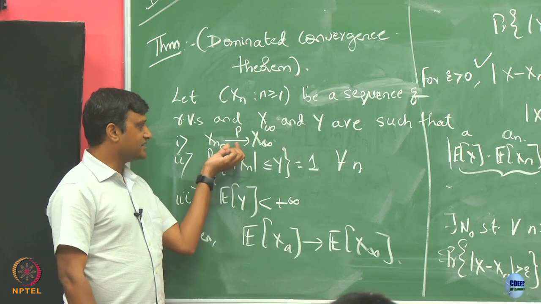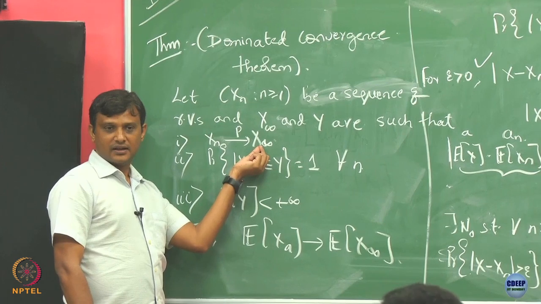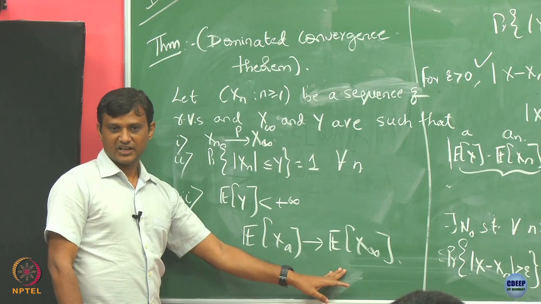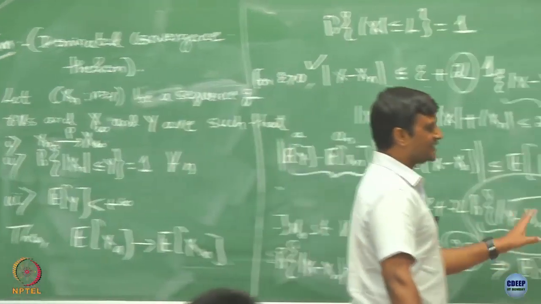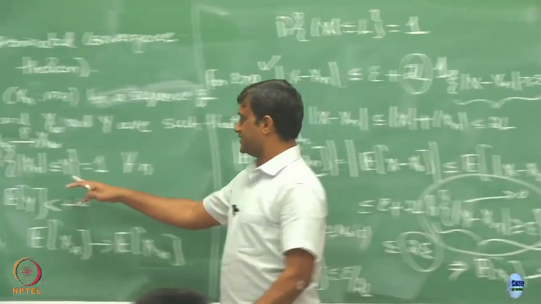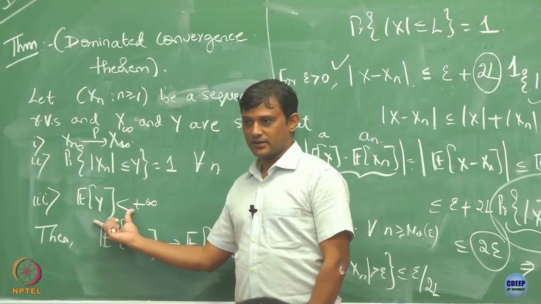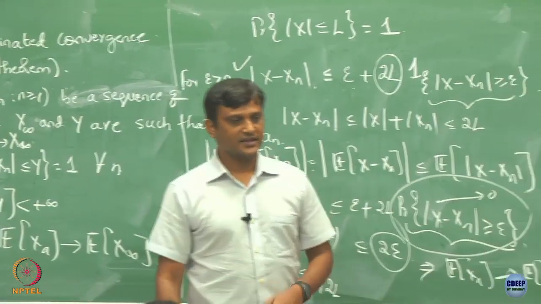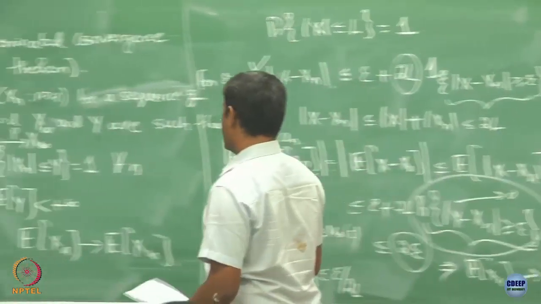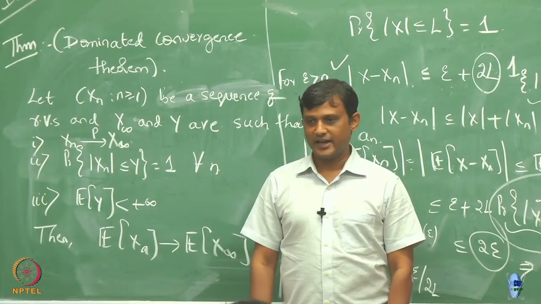And then if I have this sequence converging to some x infinity in probability, then I can do this interchange. So it is the same as this, except for the fact that I am replacing this L by this y, which dominates the sequence, but that y I will further want to have a finite expectation. So if I can find such a random variable which has finite mean and dominates my sequence, then I can interchange this limit if my sequence converges in probability.